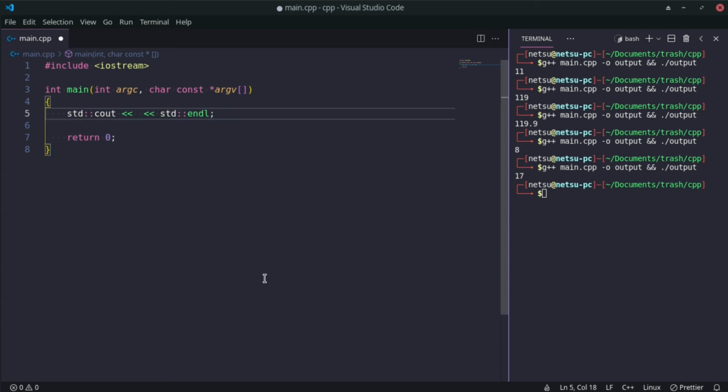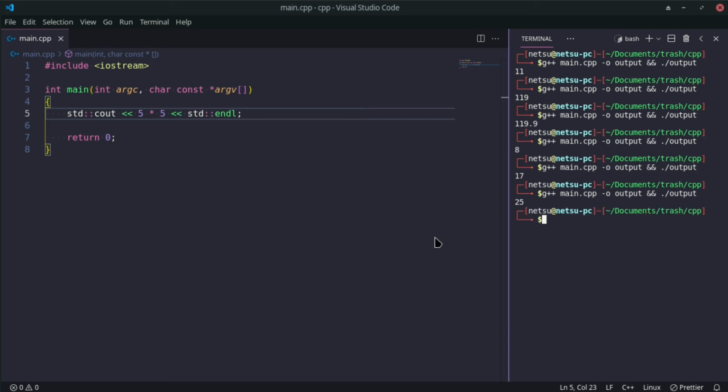We also have times. So this is normal multiplication. So for example, 5 times 5 should give us 25, as you can see there. But take note, if we say 3 plus 5 times 5, we're not going to get what you think we're going to get. We're going to get 28.